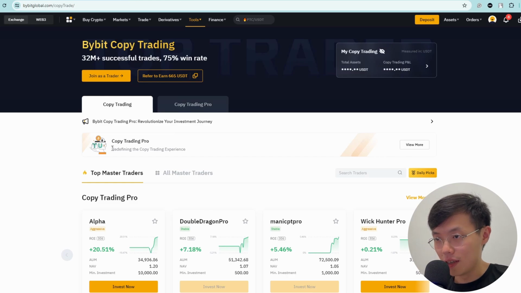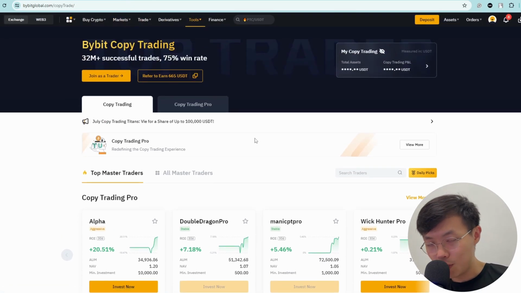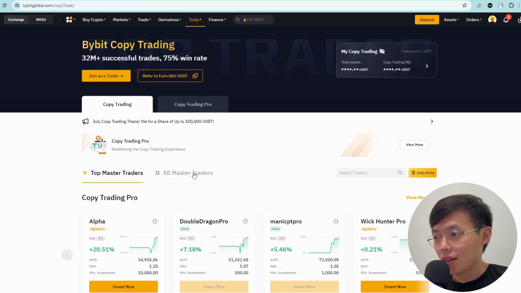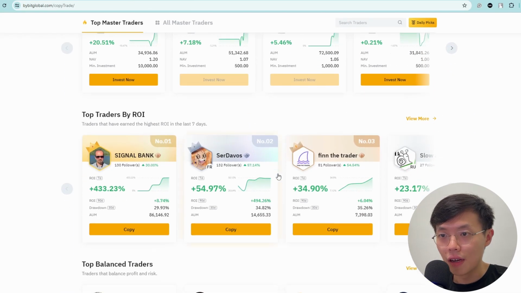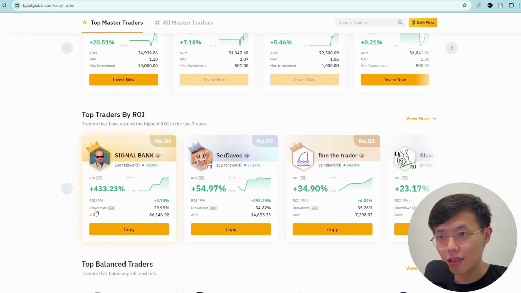other people's trades, right? This is where you can see all the experienced traders, their ROI, their performance, right? So after you're in this interface, the top master traders, you can look around at how much they earned in the last 7 days. If you look at this guy, he earned around 400% in the last 7 days. We should look at that, and then they have some followers, how many followers they have, right?